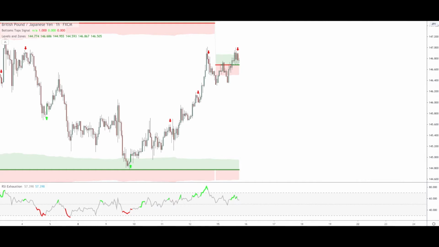We analyze the markets the minimalist way: by keeping it simple, by making a clear and simple analysis, by using clear and simple indicators. Today I'm looking at the pound yen on the 1 hour time frame. I'm using the bottom stop signal, the levels and zones, and the RSI Exhaustion indicators.